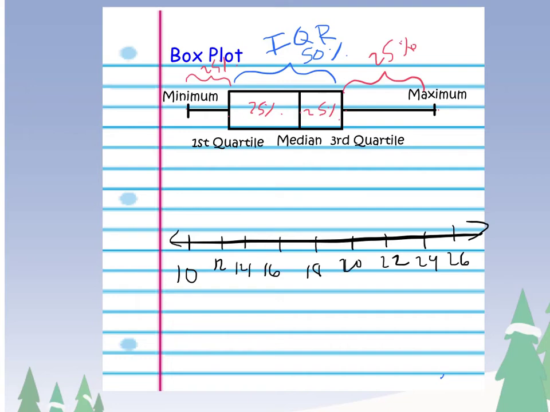Now I'm going to make marks for all my numbers. The minimum was 10. The first quartile was 12.5. The median was 21. The third quartile was 24, and the maximum was 25. Now I can draw my whiskers to connect and my box around the middle, first to third quartile. So I have my minimum, my first quartile, my median, my third quartile, and my maximum.